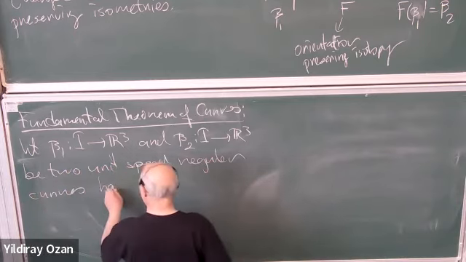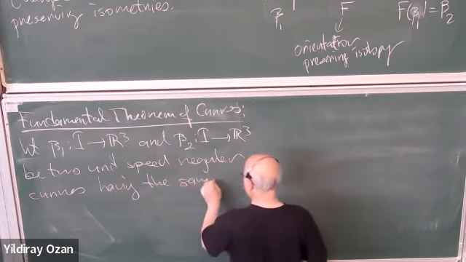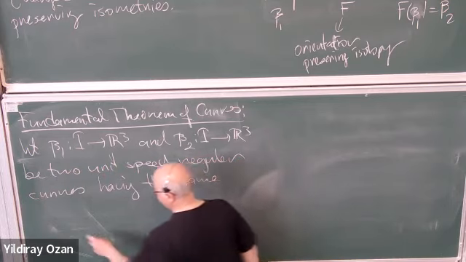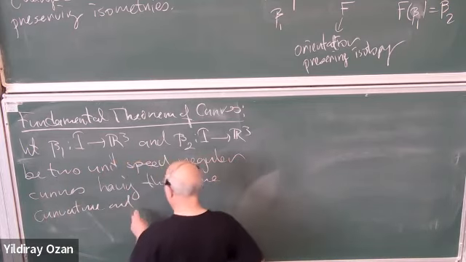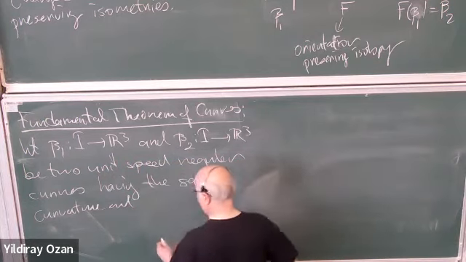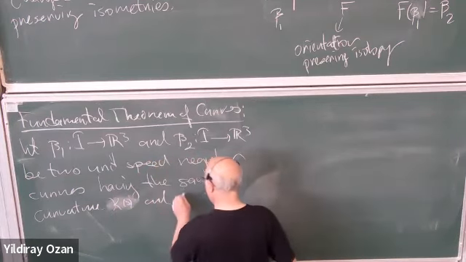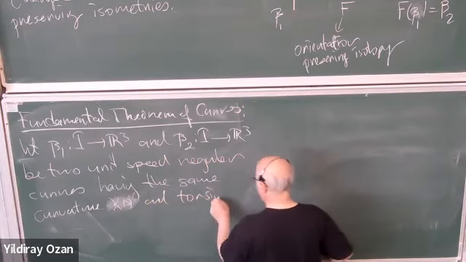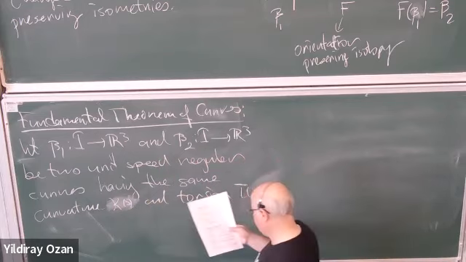Having the same curvature and torsion functions, curvature kappa S and torsion tau S functions.